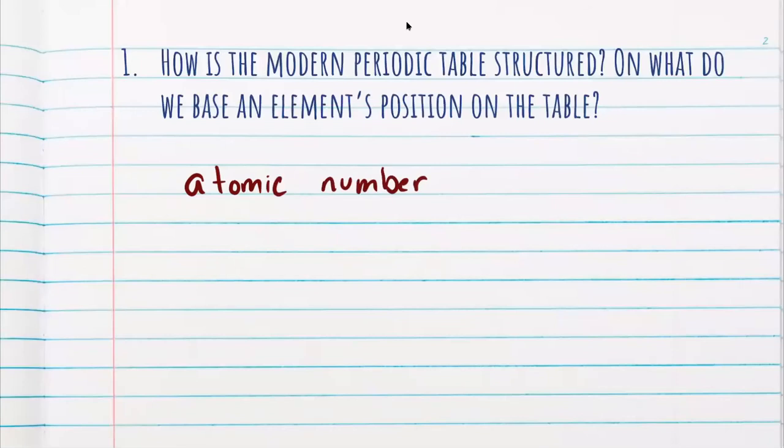However, if you look at the shape of the periodic table, it's not just like a giant block. It has rows and columns. And that placement is dependent on the element's electron configuration. We're going to talk about what electron configuration is later, so don't forget about it. Now, we're going to move on to number 2.